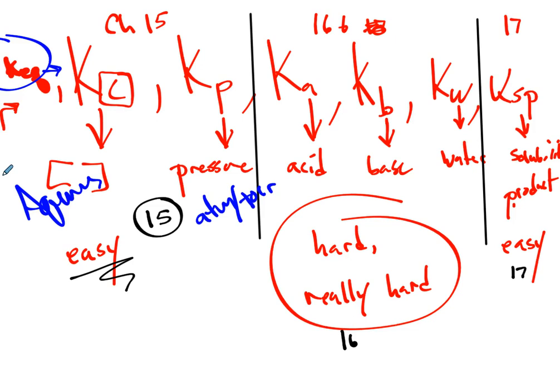And these are some of the hardest things of the year. Kw is water. KSP, solubility product, and that, I'm not joking, is one of the easiest things we do all year. So we're going to sandwich the hard stuff in the middle. It's like an Oreo. Everyone likes the middle the best, right? We'll like the hard stuff best. Don't look at me that way.